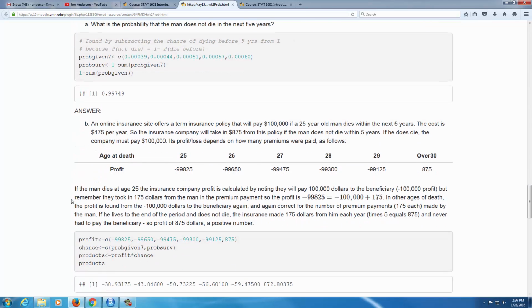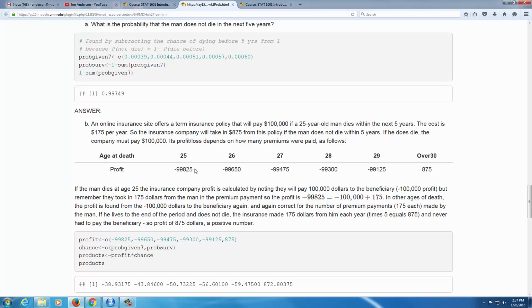In part B, you are asked to find the expected profit for this insurance policy. The first possible outcome is that the man dies the first year. And as I explain here, the profit is listed as negative $99,825. Well, where does that come from?